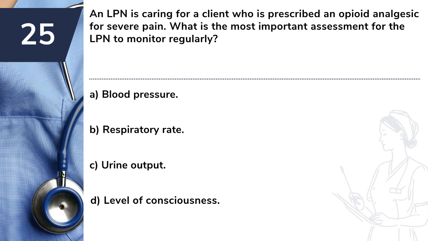Question 25. An LPN is caring for a client who is prescribed an opioid analgesic for severe pain. What is the most important assessment for the LPN to monitor regularly? A. Blood pressure. B. Respiratory rate. C. Urine output. D. Level of consciousness.